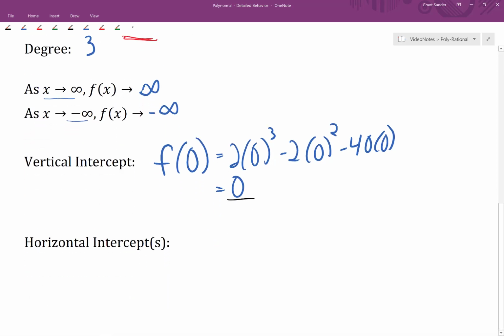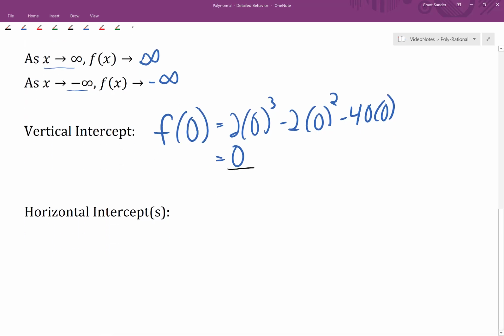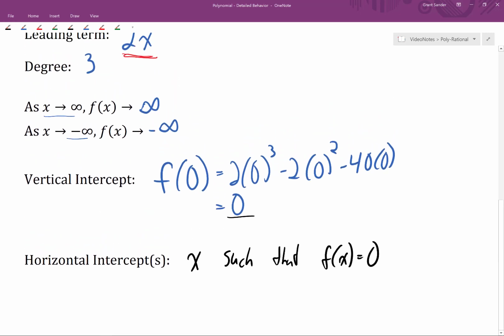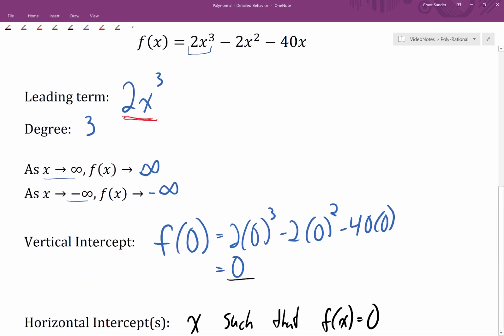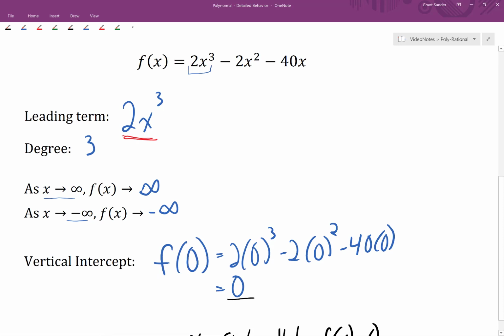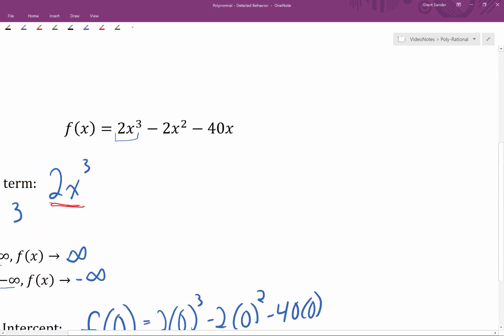To find a horizontal intercept for a polynomial function, we need to find values of x, or input values, that produce an output value of 0. So what we're looking for is values of x such that f(x) is equal to 0. Recall that the zero product property helps us out with this task a lot if we can write our function definition in factored form. So if we take this polynomial expression here, 2x³ − 2x² − 40x, and write it in factored form, it'll be a lot easier for us to identify horizontal intercepts.